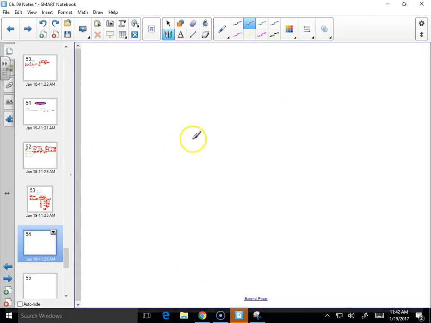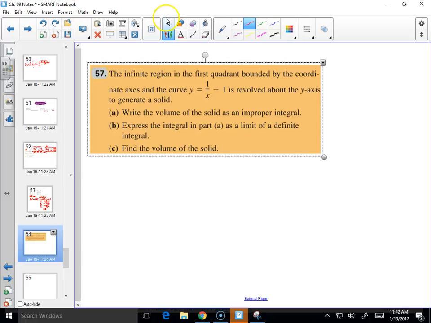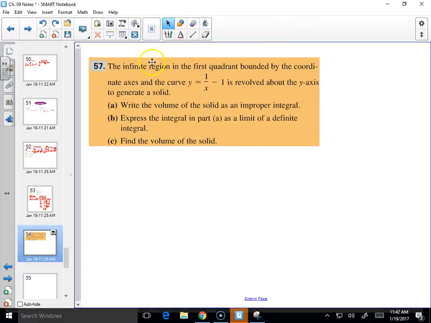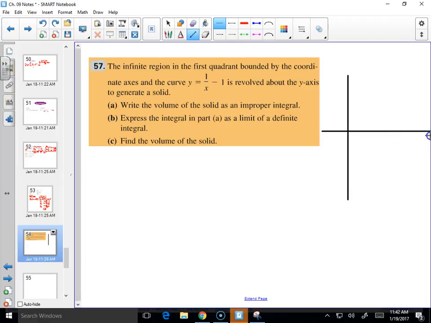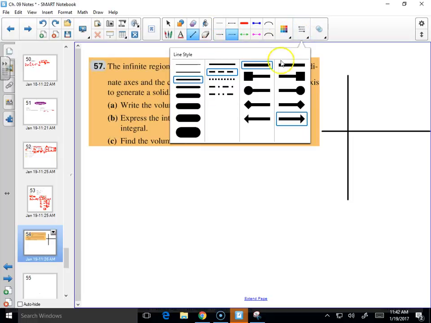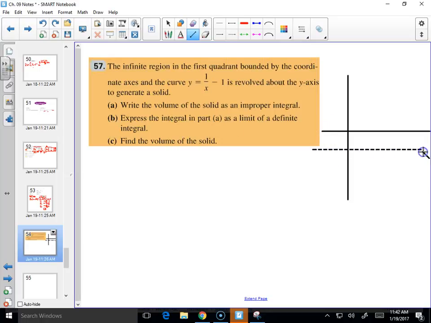Alright, so then we're coming down. This has a vertical shift down 1, yeah? So we have technically a horizontal asymptote at -1. Right? And it says the infinite region in the first quadrant bounded by, about the y-axis? Hold on.